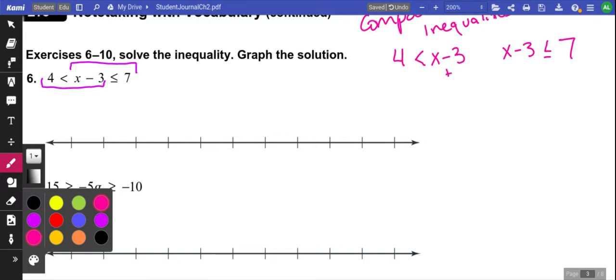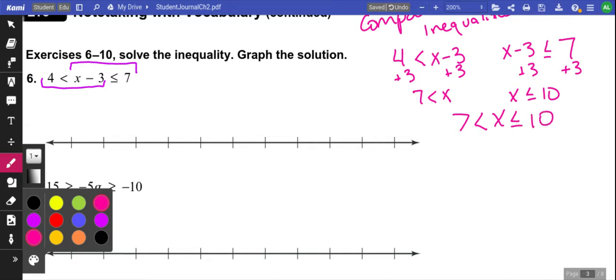All right, so I'm going to add 3 here to both sides. I get 7 is less than x. Add 3 to both sides here. I get x is less than or equal to 10. Then at the very end, I want to go back and combine these inequalities. So here I can say 7 is less than x, and then x is less than or equal to 10, which I can go through and graph.